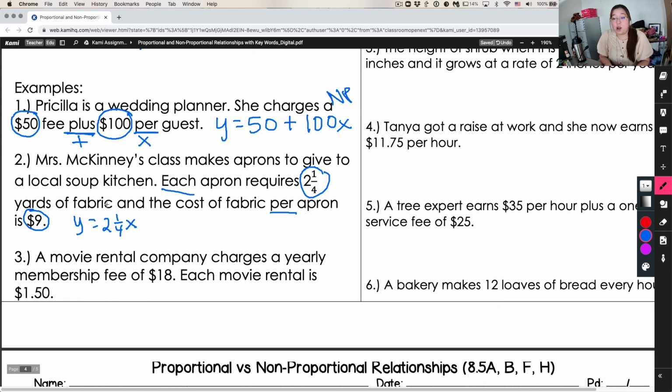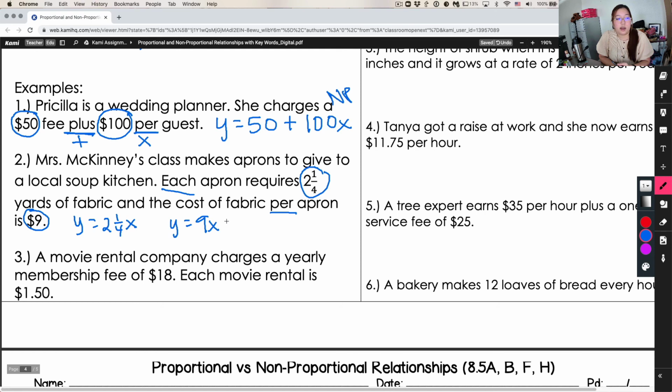Or this problem could have told us to write an equation for the relationship between the cost of the fabric and the number of aprons. That would be a different equation. That would be y equals 9x. So we see how we have this per here? Because x would be the number of aprons. 9 is our rate of change. That's $9 for each apron.